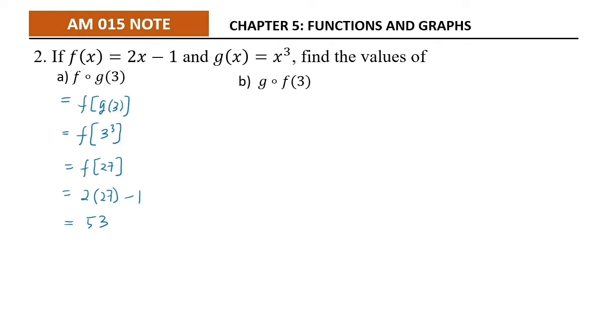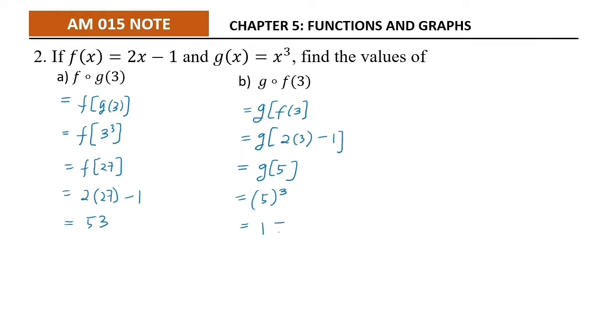b, g of f(3). So f(3) is the input for g. f(3) is 2 times 3 minus 1, so 6 minus 1, g of 5. g is x cubed. x is now 5, so 5 cubed. So 5 cubed is 125.